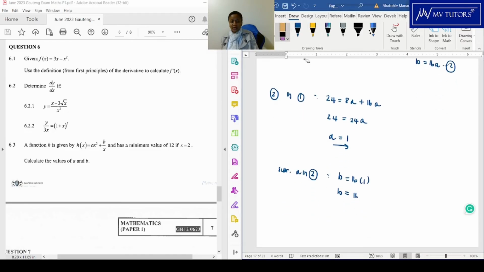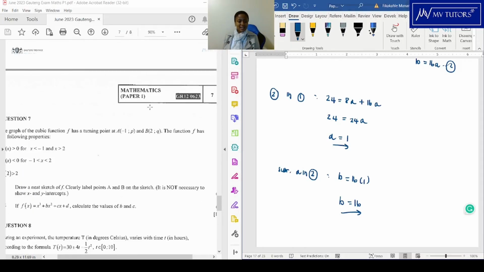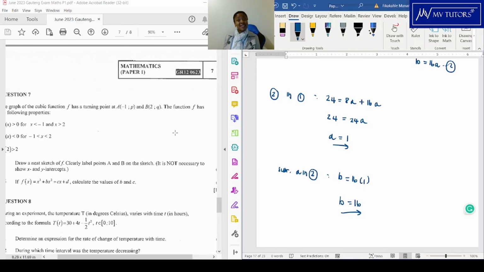Let me just write that out clearly. So b is equal to 16, and we are done with question 6. I'll see you guys at question 7.